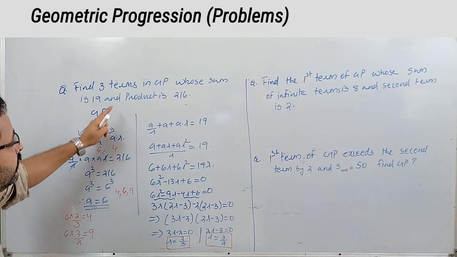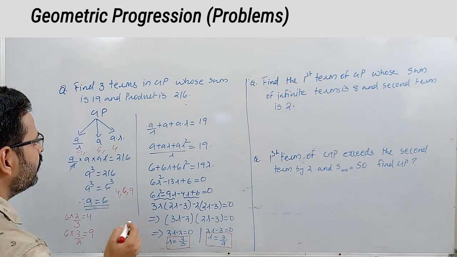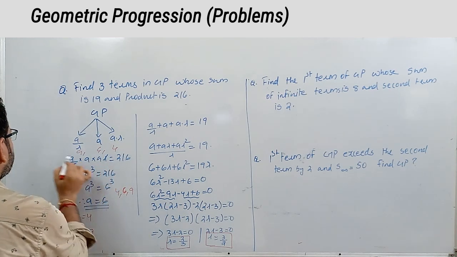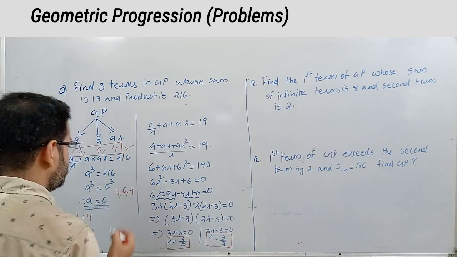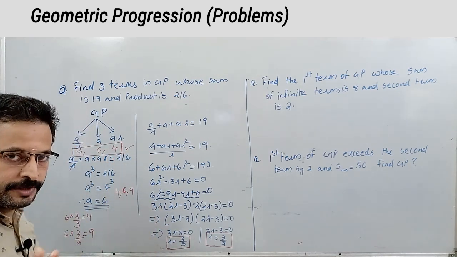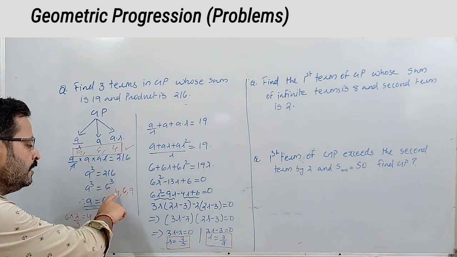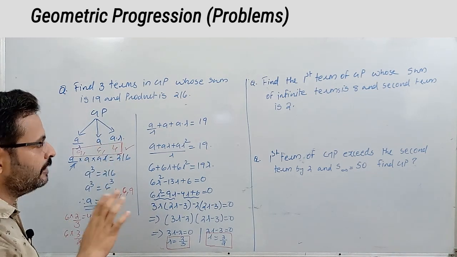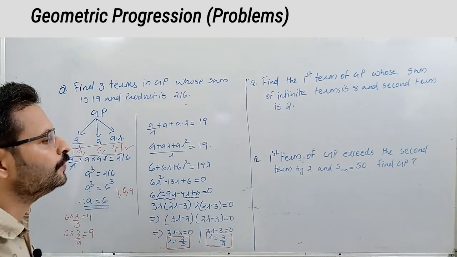We have to find the three terms. Therefore, the terms of GP are 9, 6 and 4. In the question, if they want the GP, then there will be two GPs, 9, 6 and 4, and another GP will be 4, 6 and 9. In this question, we find out the numbers, three numbers. The numbers will be 9, 6 and 4.